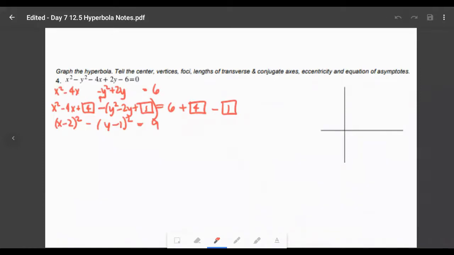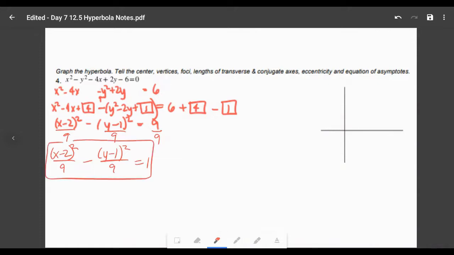Now we know that we need to get it to equal 1, so we're going to divide by 9. And that's going to give me (x minus 2) squared over 9 minus (y minus 1) squared over 9 equals 1. So there's our hyperbola equation. Based upon that, we know that the center is at (2, 1), and the transverse axis is the square root of 9, which is 3, but 3 times 2 is 6. And the conjugate axis is also 6, because that also has 9 in the denominator, so the square root of 9 is 3. 3 times 2 is 6.